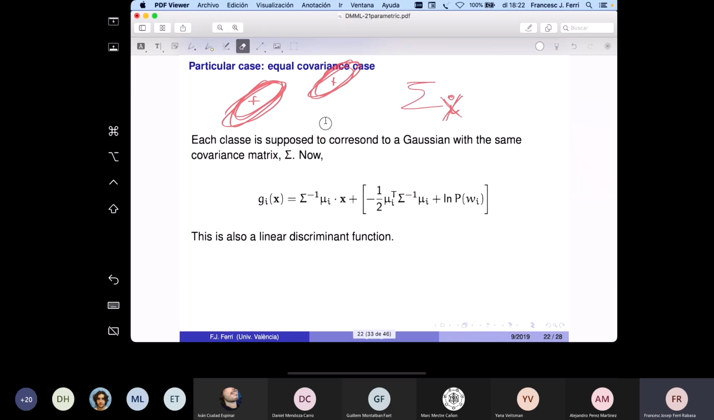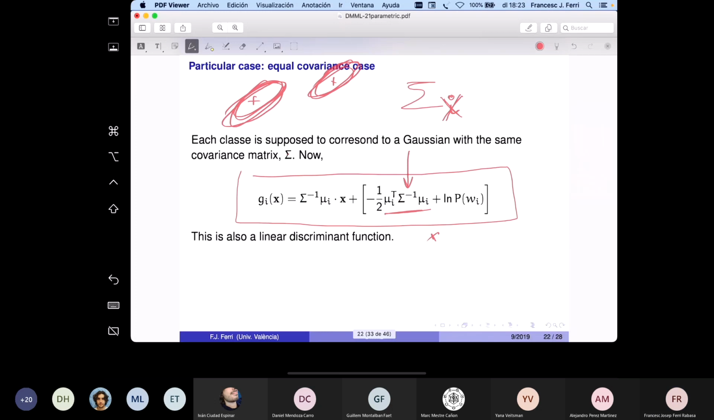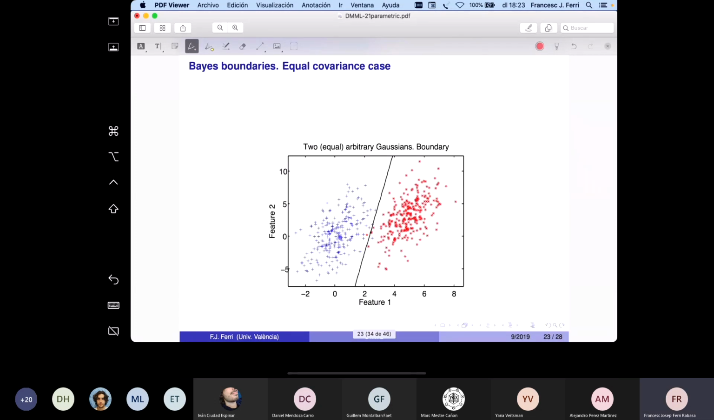In this particular case, we can observe that when we compute this, what happens is that the quadratic part of the expression is here, but this part does not depend on x. The part that depends on x is here, and we also have a linear function. This could perhaps be surprising, but it is not.